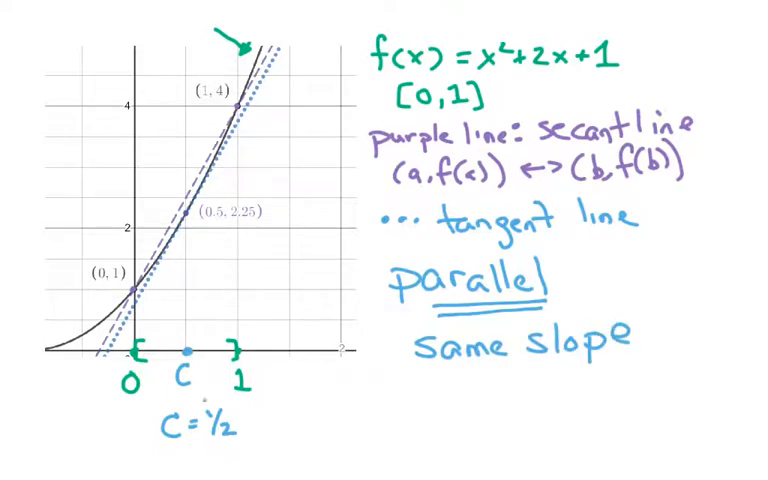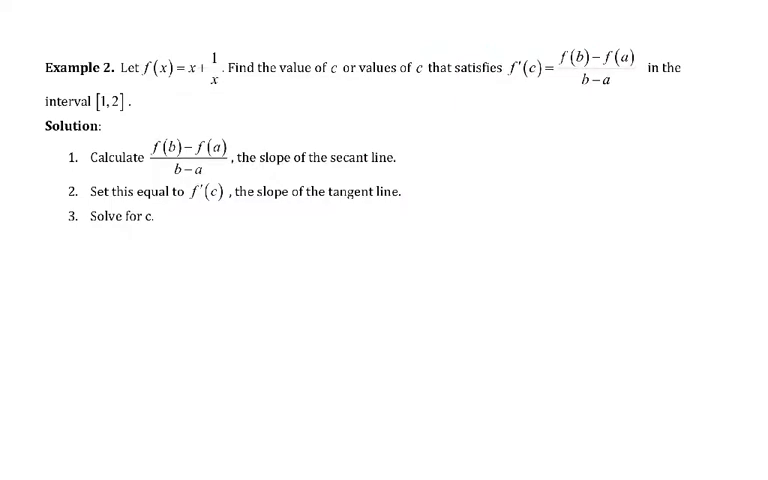So this is the point, c, in the interval, where the instantaneous rate of change is equal to the average rate of change over that interval. All right, let's try another one. Okay, so we're trying to find that value of c in this interval such that the slope of the secant line equals the slope of the tangent line.